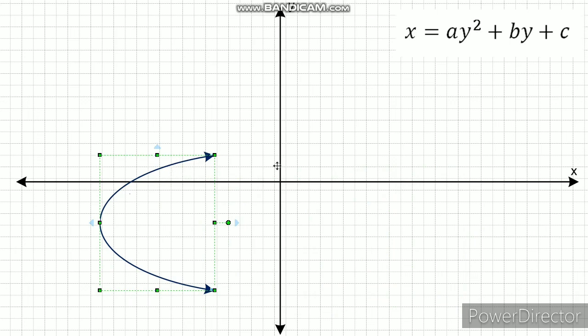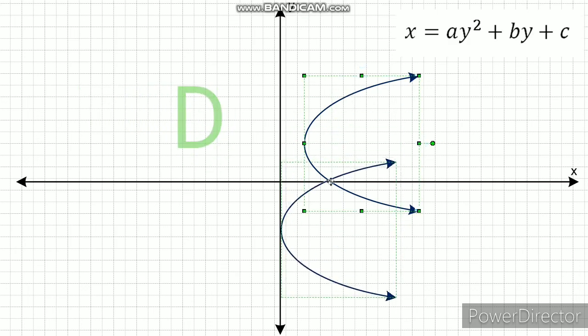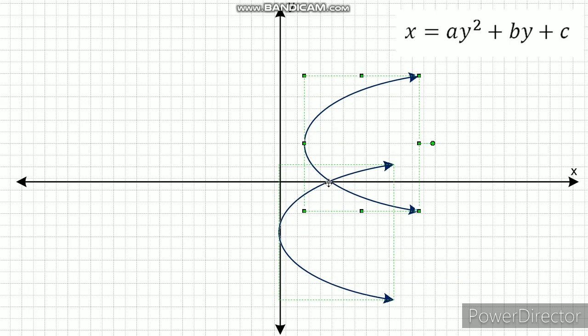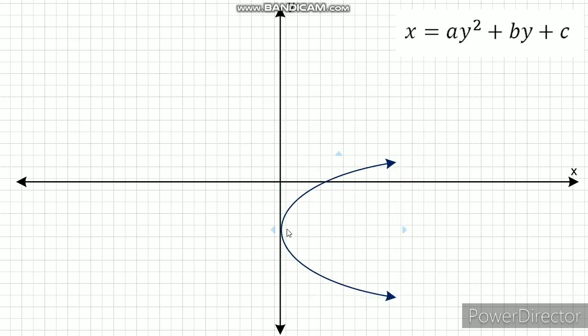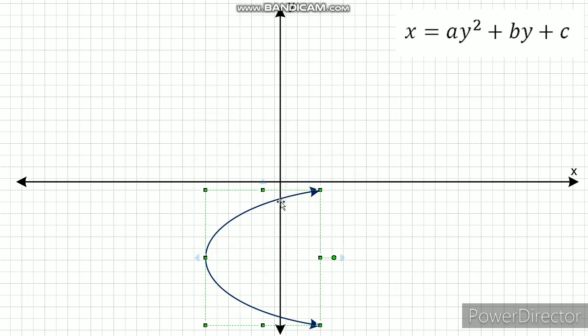The y-intercepts can be 3 different cases. For this one, we don't have a y-intercept, so the discriminant of this equation will be less than 0. If this is the case, for example, the vertex will be right on the y-axis. Let's assume that this is on the y-axis. It means only 1 y-intercept, so the discriminant will be 0. And the last one, if this is your parabola, we have 2 y-intercepts. The discriminant of your equation must be greater than 0.